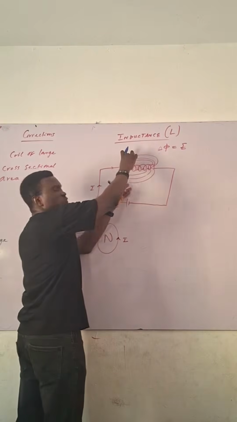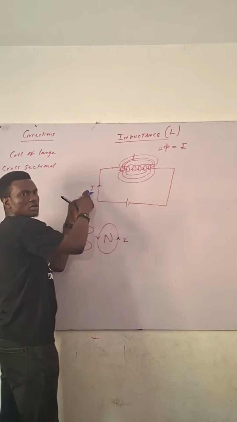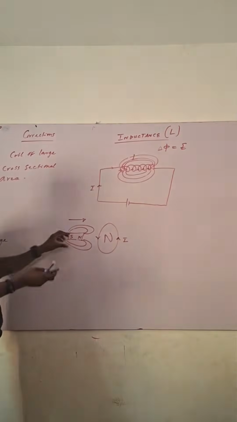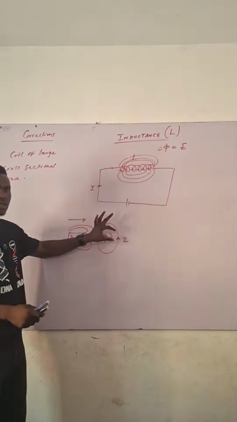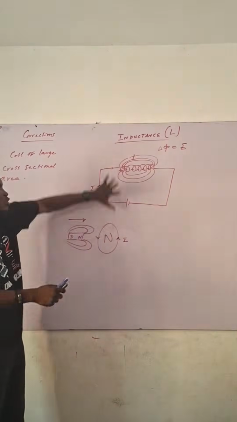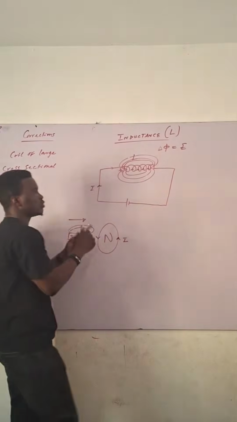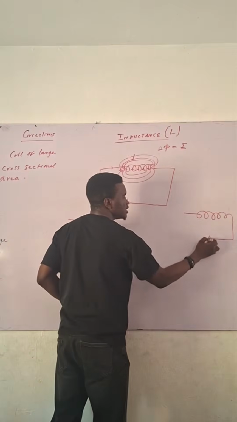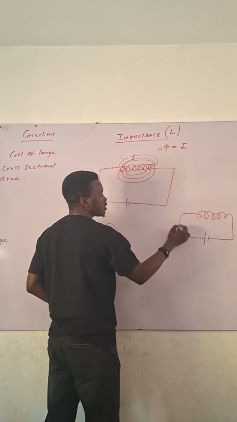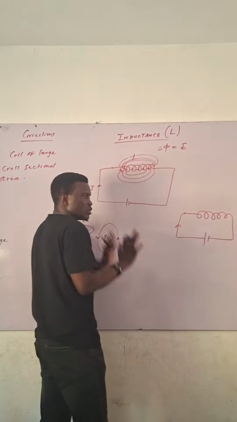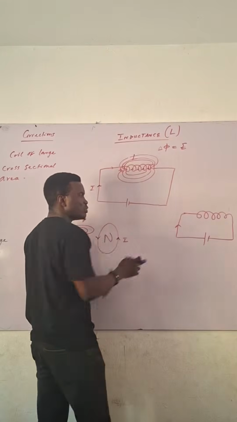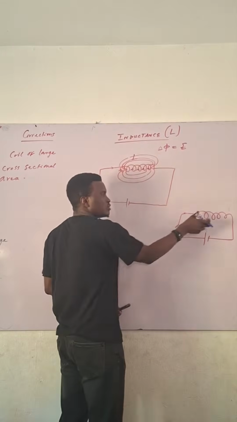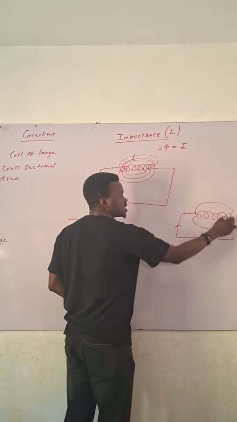What generated this field? This current. You are the one that used to move here. If you are the one moving the magnet, that's when there will be current. But now you are not doing anything. You only connected the wire. When you connected the wire to a battery, current started flowing in that wire. You are not moving magnets. But because this current is flowing, a magnetic field started being generated.